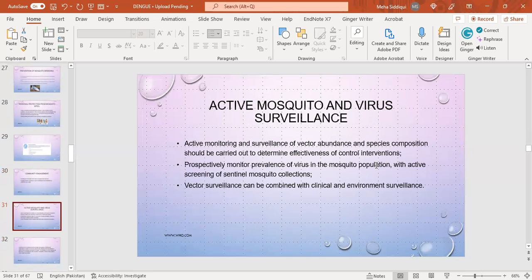Active monitoring and surveillance of vector abundance and species composition should be carried out to determine the effectiveness of control interventions. Prospectively monitor the prevalence of virus in the mosquito population with active screening of sentinel mosquito collections. Vector surveillance can be combined with clinical and environmental surveillance.